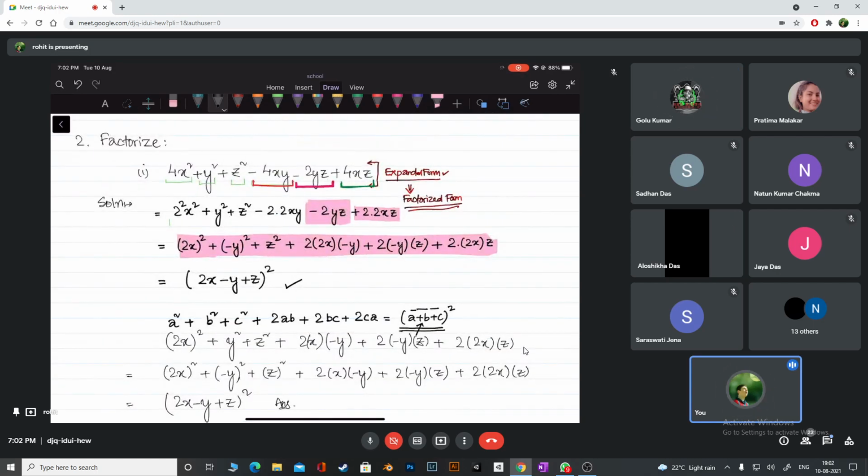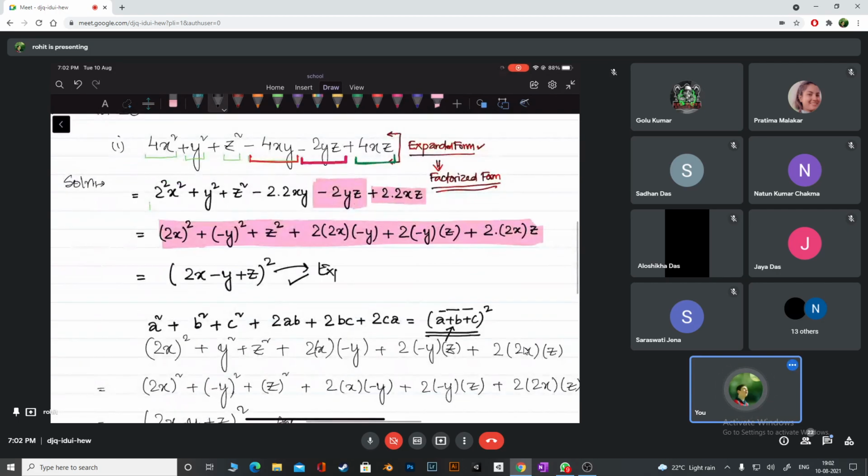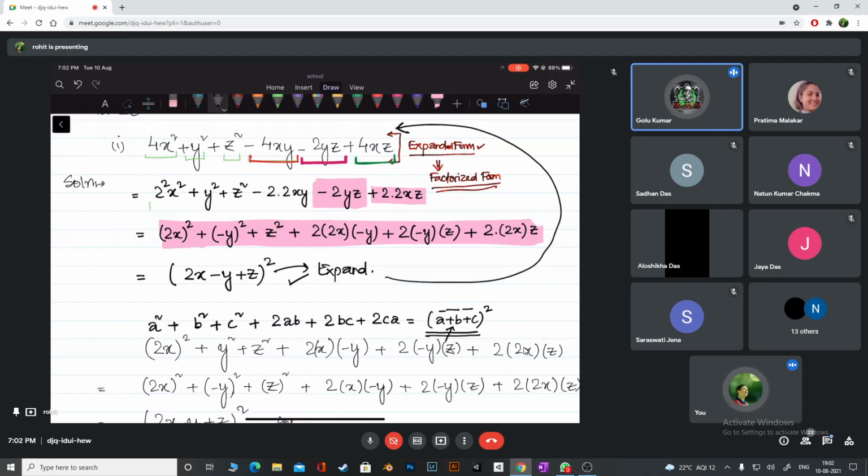If I ask you to expand this, what will you get? You will get 2x square plus minus y, you will get this one. You will get this entire thing. Guys, are you clear what we have done just now? We have just gone ulta, no? Backwards, yes. Guys, can I say it is clear? Yes, sir.